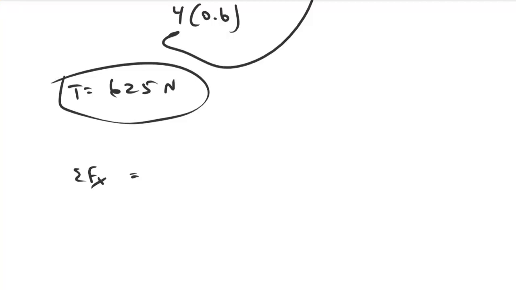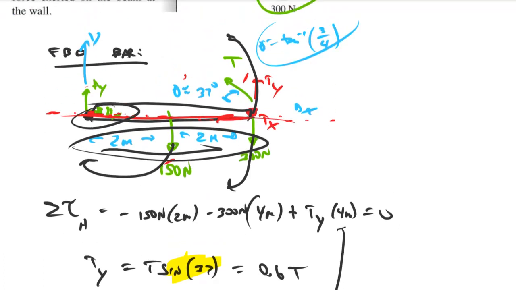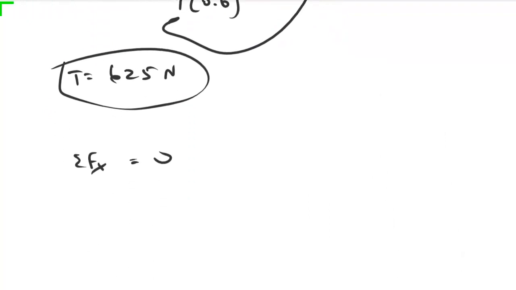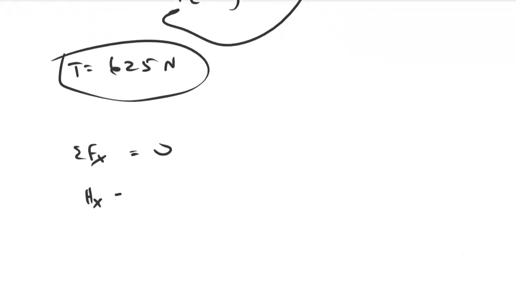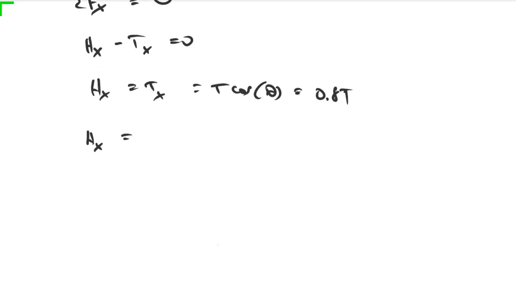So summing the forces in the x direction equals 0. The only forces in the x direction are Hx and Tx, right? So we have Hx minus Tx equals 0. So Hx is equal to Tx, which is equal to T cosine theta, and cosine theta was 0.8, so this is 0.8 T. And T we know is 625 now. So the force that the hinge exerts in the horizontal direction comes out to 500 newtons.